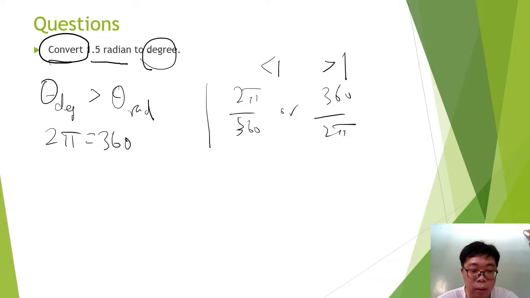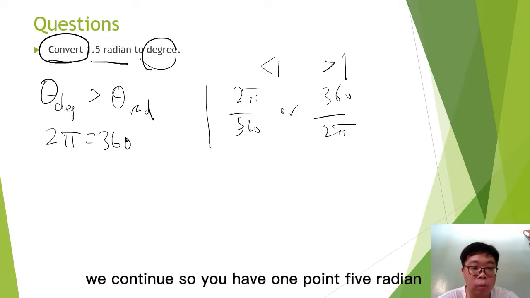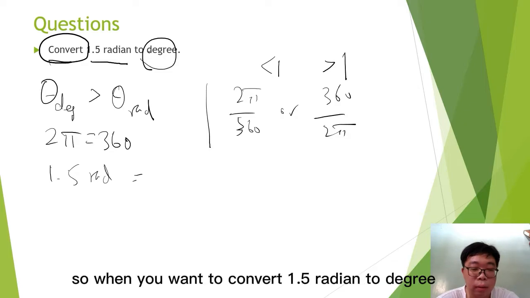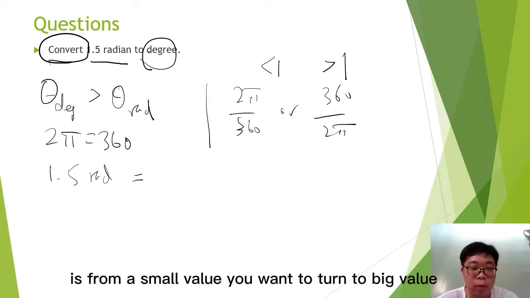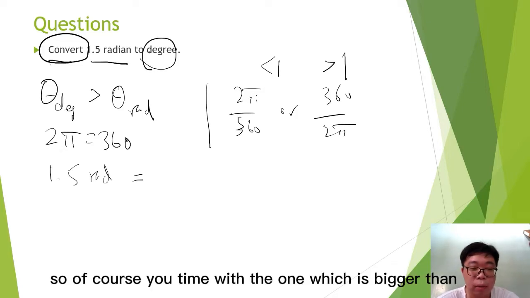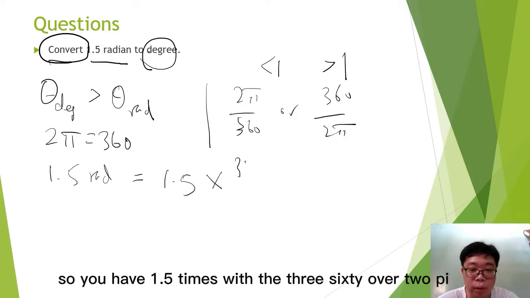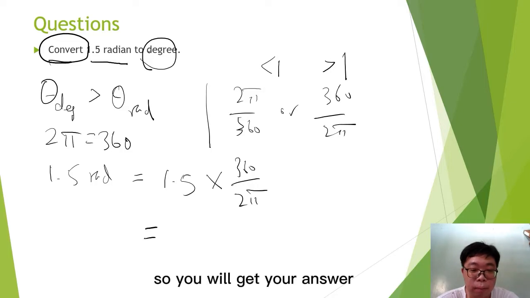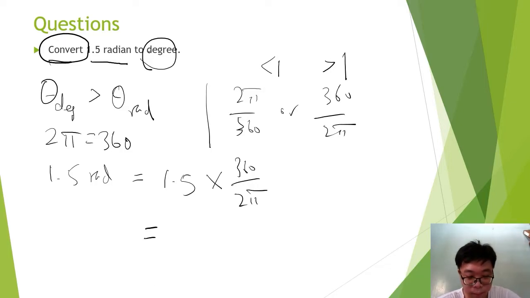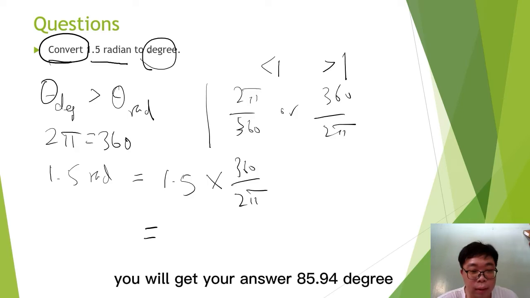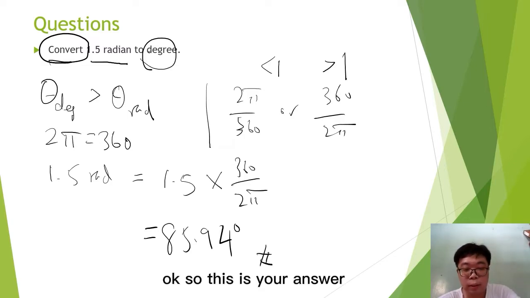Okay, and then you should continue, so you have 1.5 radian. You want to convert 1.5 radian to degree, from a small value to a big value. So of course, you multiply with the one that is bigger than 1. So you have 1.5 times 360 over 2 pi. So you will get the answer, 85.94 degree. Okay, so this is your final answer.